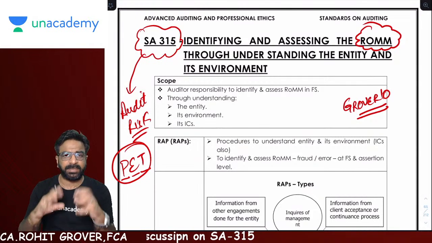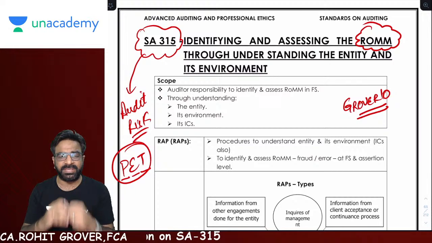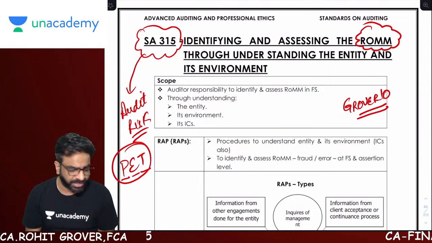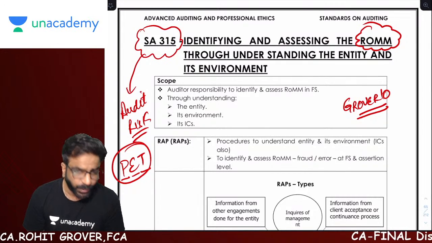Sometimes the auditor makes a poor judgment. Sometimes the auditor makes an improper judgment. In such cases, the level of audit risk goes higher. Are you getting the point or not? This is what you mean by audit risk.